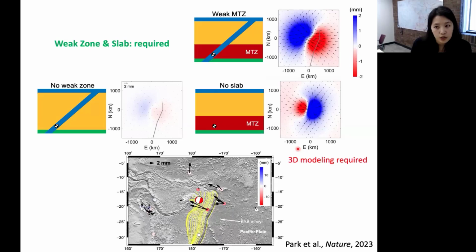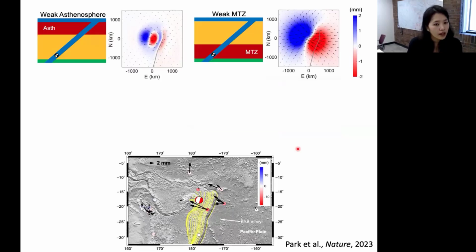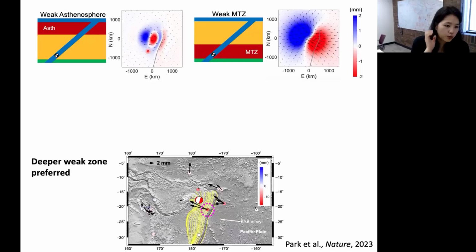Knowing that, we can now keep including the slab and play around with the weak zone location. We can try, for example, putting the weak zone in the asthenosphere. And this is the result we get. I mentioned earlier the Tonga station, which is right in front of the trench, has very big subsidence motion and also very big westward motion. That's not something this model could capture. So what this means is there's some preference for a deeper weak zone in the mantle.